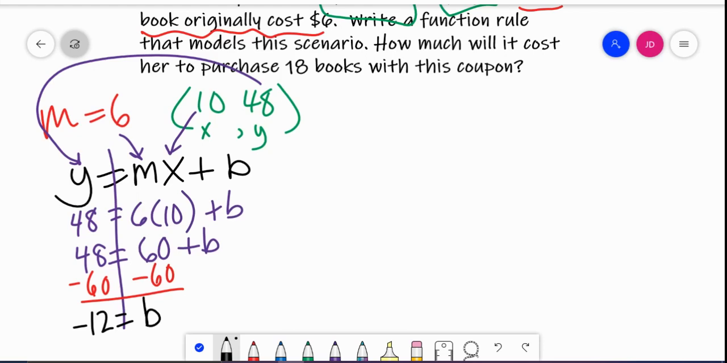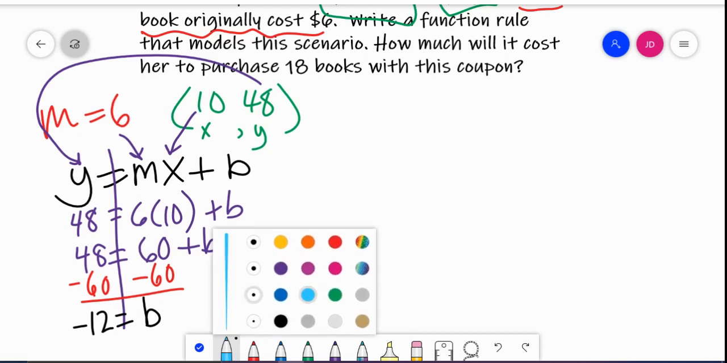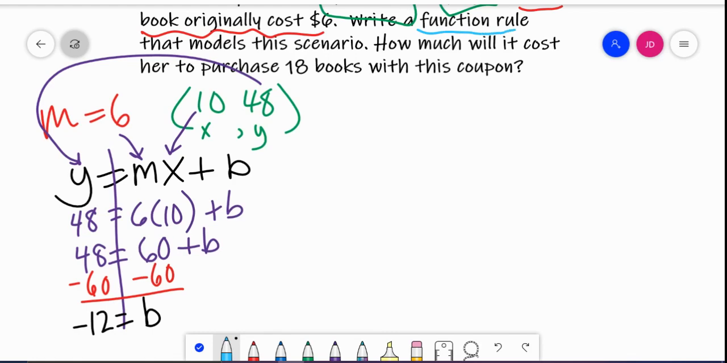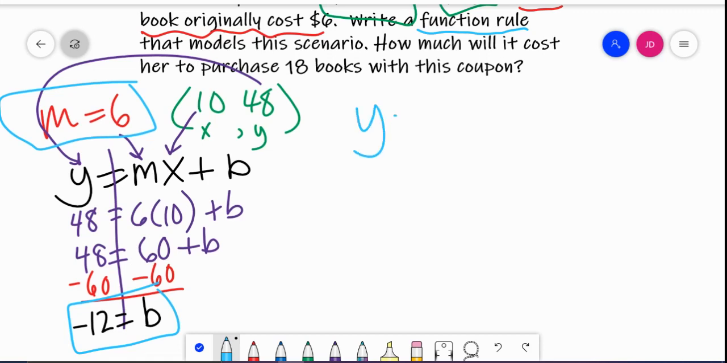But we're not done. All right. We found our m, right? I'll try to do this in a different color. We want to create our function rule, right? So for our function rule, we have our m and we have our b. So my function rule is y equals 6x minus 12. You need to do that first before you answer the question, is create your function rule. So this is my function rule.